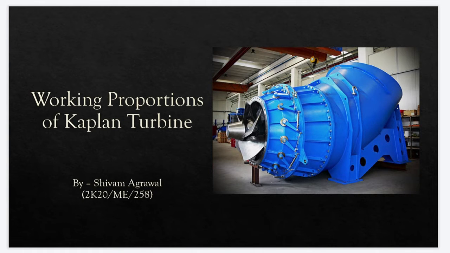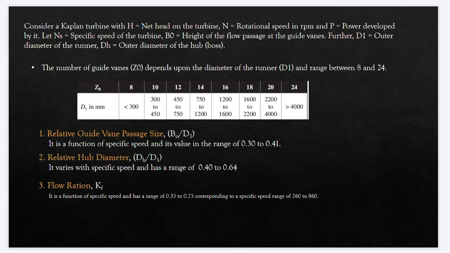Hello everyone, I'll be covering the topic working proportions of the Kaplan turbine. In this topic, I'll be going into brief. Consider a Kaplan turbine with H, the net head of the turbine, rotational speed in RPM denoted by N, power developed P, and Ns the specific speed of the turbine. The number of guide vanes depends upon the diameter of the runner D1 and ranges between 8 and 24. The proportions to cover are as follows: relative guide vane passage size.